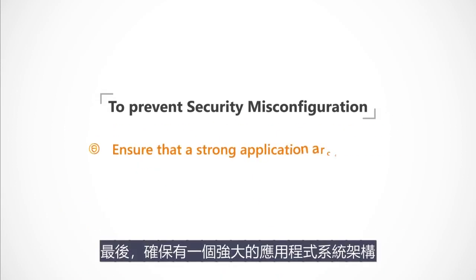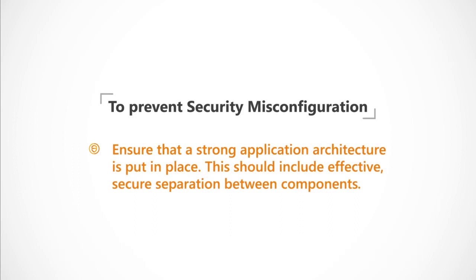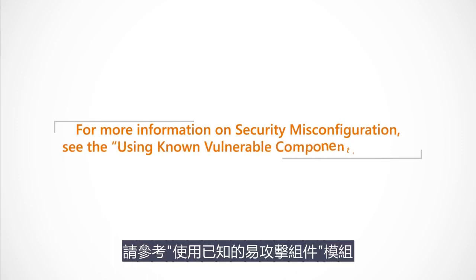Finally, ensure that a strong application architecture is put in place. This should include effective secure separation between components. For more information on security misconfiguration, see the Using Known Vulnerable Components module.